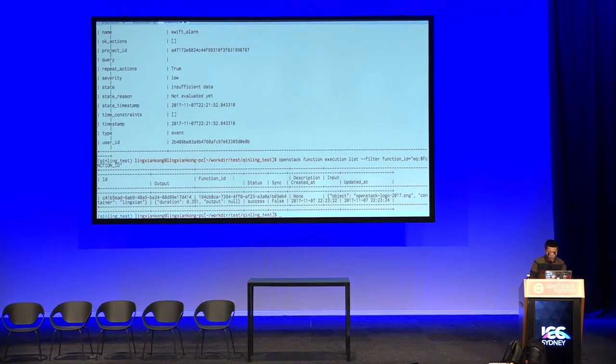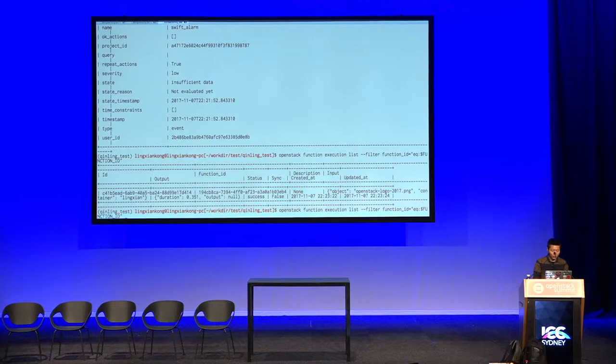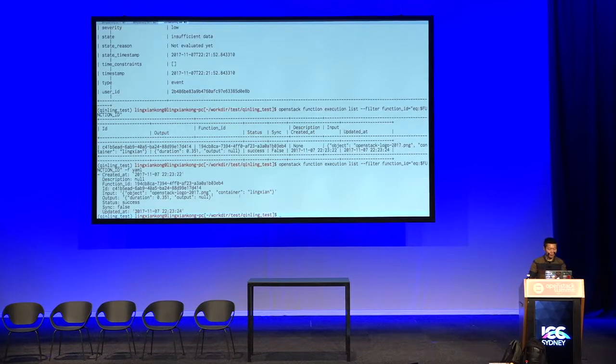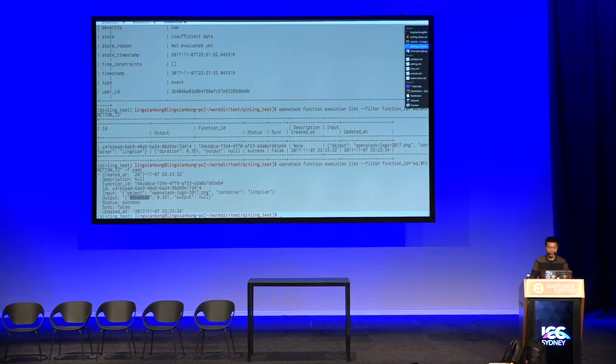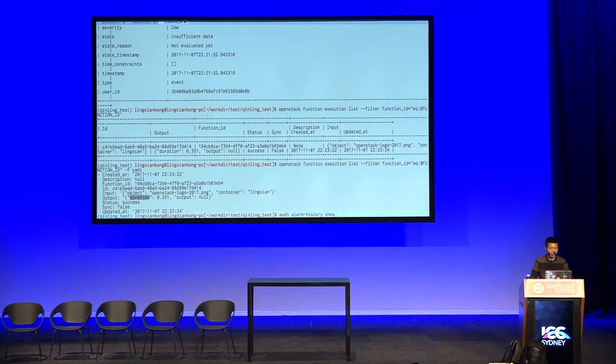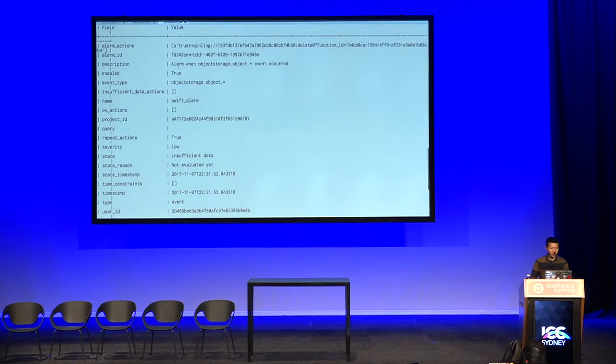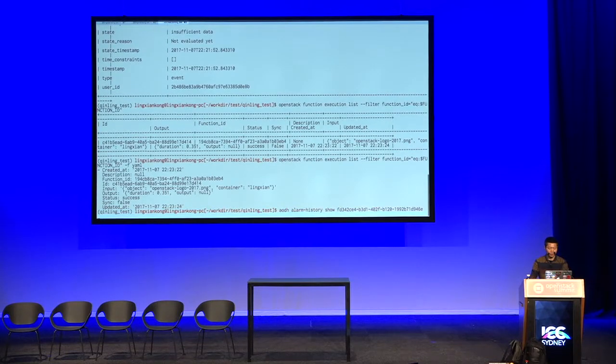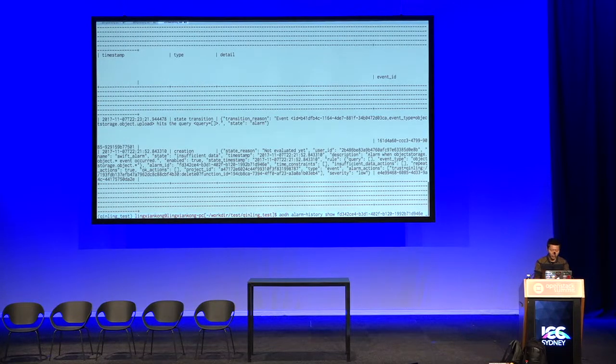So just now we can see there is already an execution that was triggered automatically by old, right? And you can see the duration of the function, and the function just has no output. And we can also check the alarm history. Here. So we need to specify the alarm ID. Oh, it's not very easy to read.